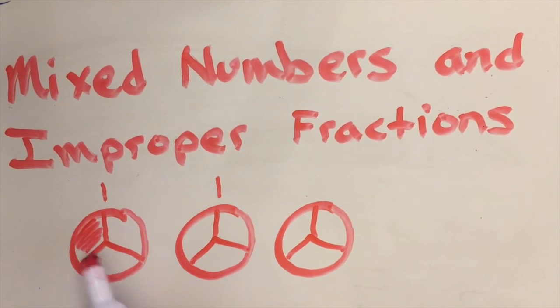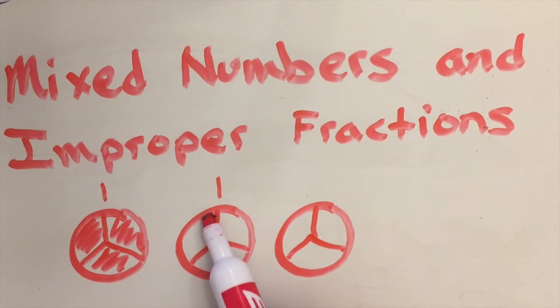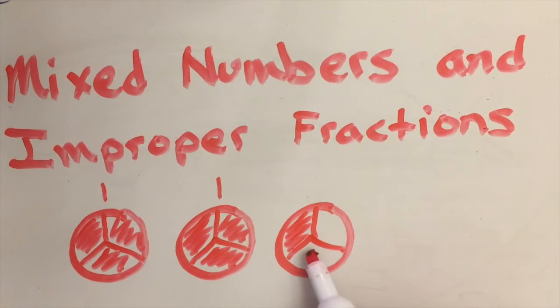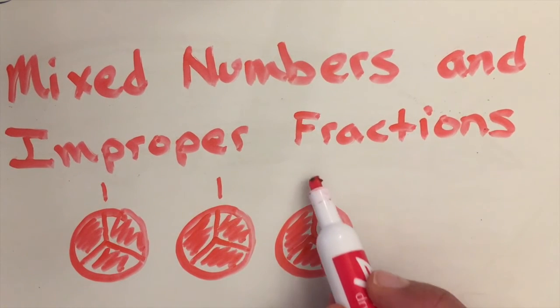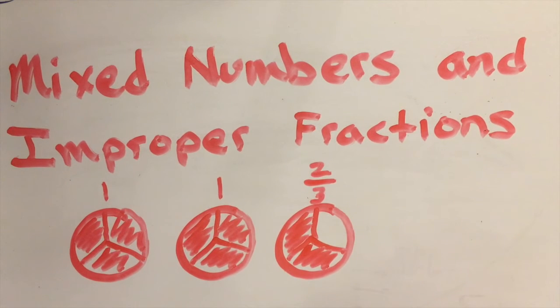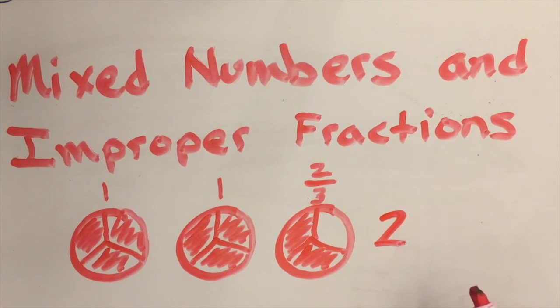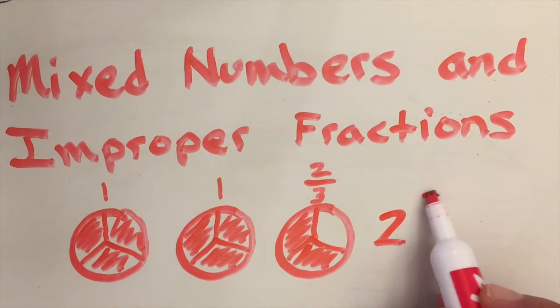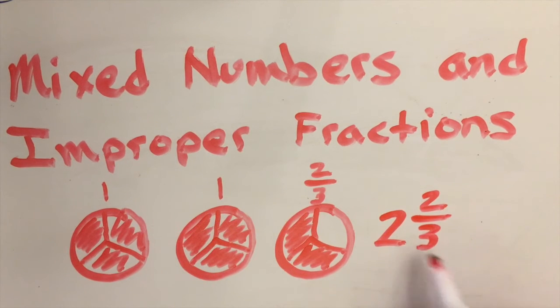So if I eat all of that, and all of that, that would be one whole. If I eat all of this, and all of this, that would be a second whole. And if I eat that portion and this portion, I would have eaten 2/3 of this pie. So the way we can refer to it with a mixed number would be 1 whole plus 1 whole would be 2 whole pies, and then I would have 2/3 of the remaining pie. So you would call it 2 2/3.